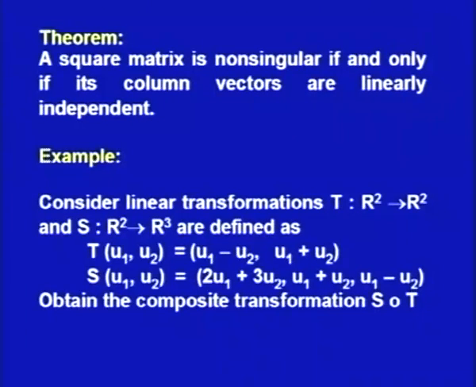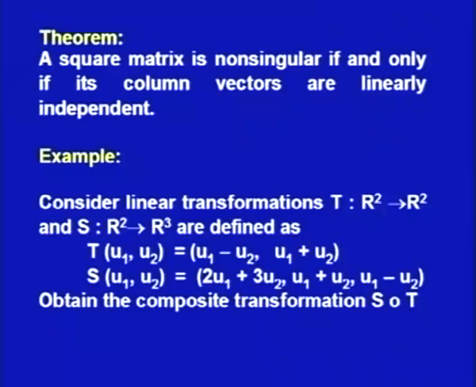A linear transformation we have defined to be non-singular if kernel T is equal to theta. And then with the help of the results which we have established just now, one can very easily say that a square matrix is non-singular if and only if its column vectors are linearly independent.